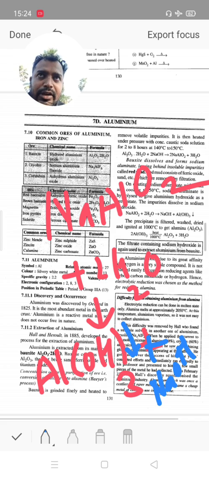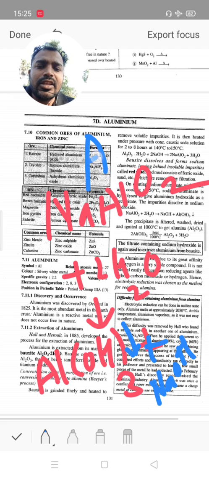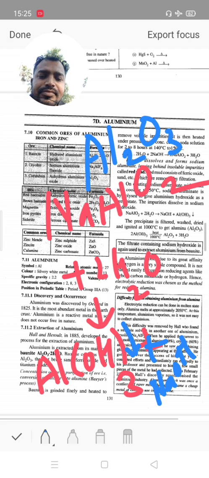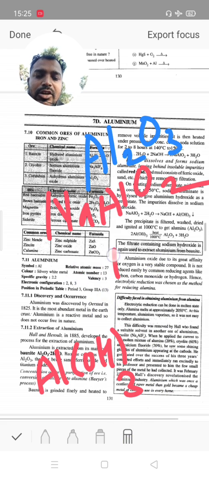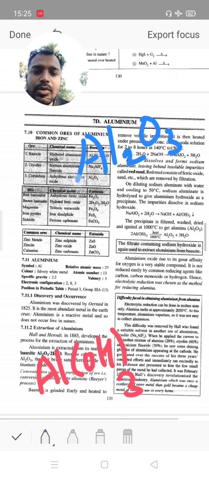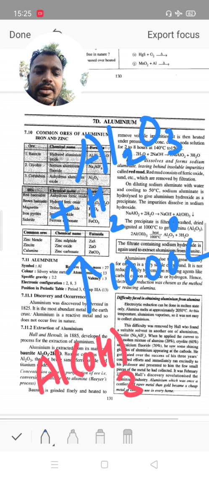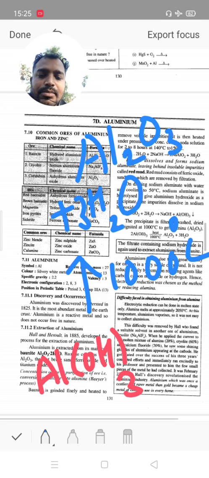It is a precipitate of aluminum hydroxide. This precipitate is filtered, washed, dried and heated at about 1000 degrees Celsius, and we get alumina, Al2O3. When the aluminum hydroxide precipitate is heated at about 1000 degrees Celsius, we get Al2O3 and water as a byproduct.